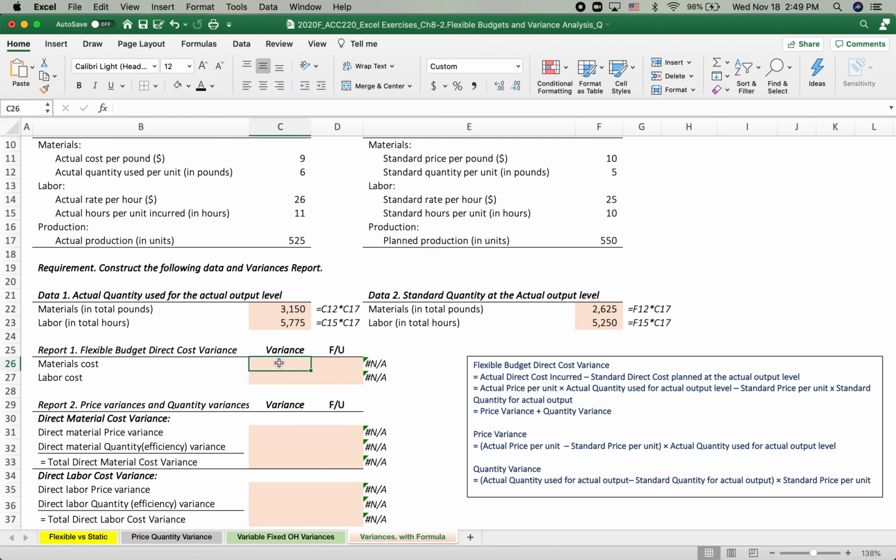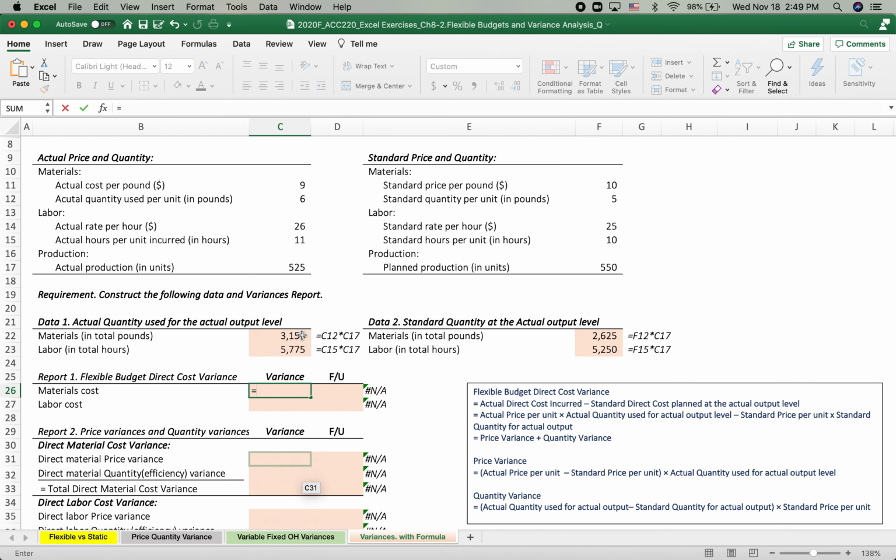Now, how do you get the flexible budget direct cost variances? We can simply calculate the material cost. How do we get the material cost in actual? The actual cost per pound times the actual quantity. The reason why we calculate the actual quantity is that we use the actual price per unit and the actual quantity used for the actual output level.